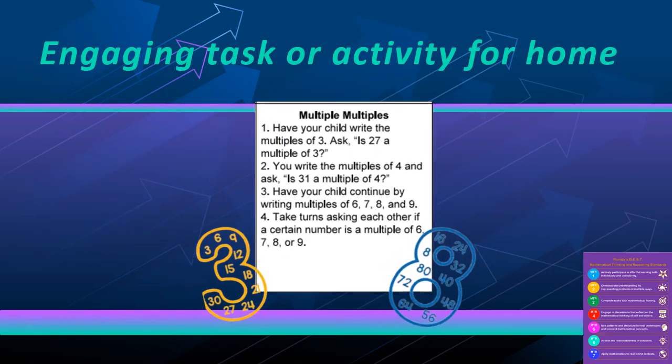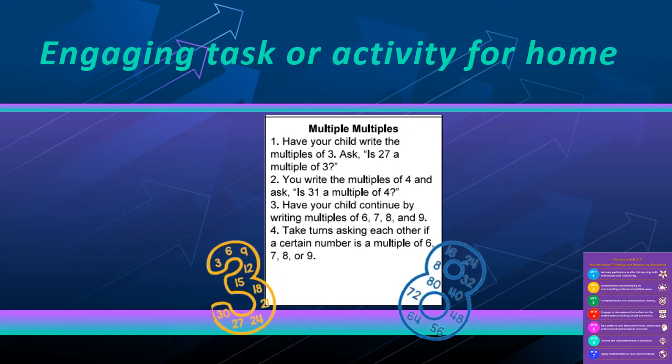There are lots of ways to have engaging tasks and activities at home for your child to practice multiples. Here we have think of it as a discovery game of multiples. The game is multiple multiples, and you will start with one number and asking your student or child if a product is a multiple of a specific factor, and then kind of think of it as levels where they move up every time you go to the next factor. This can go on from number 0 to 12, and super easy to do at home.